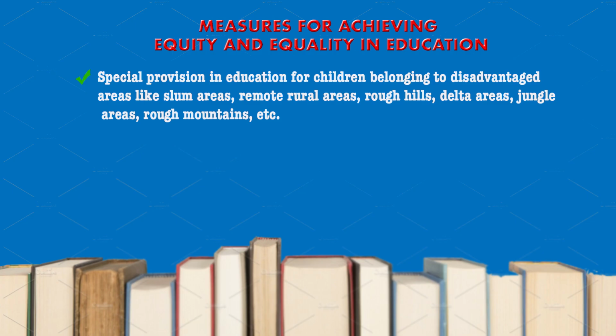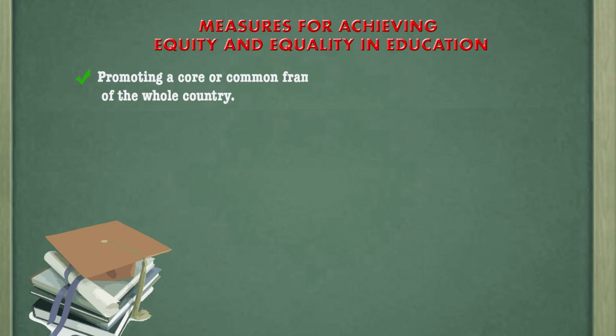Special provision in education should also be made for children belonging to disadvantaged areas like slum areas, remote rural areas, rough hills, delta areas, jungle areas, rough mountains, etc. The children coming from these areas, we can say, are from disadvantaged areas. So, that is why special provision should be provided to them. Other measures for achieving equity and equality in education are promoting a core or common framework of education for the people of the whole country. So, a common framework of education should be developed.